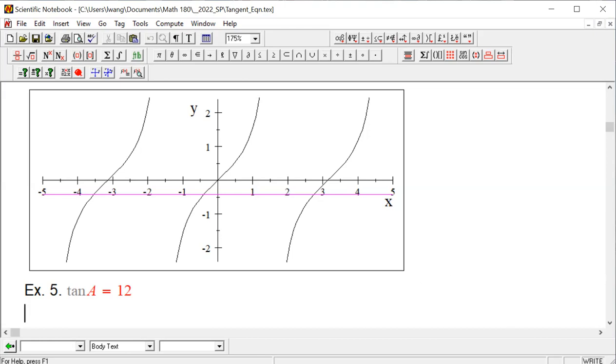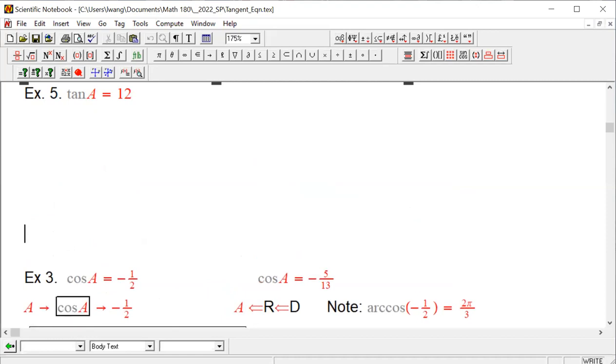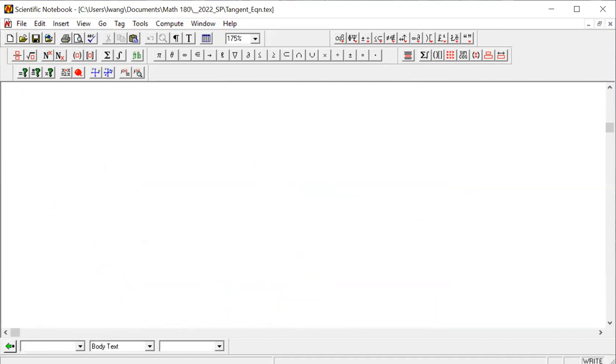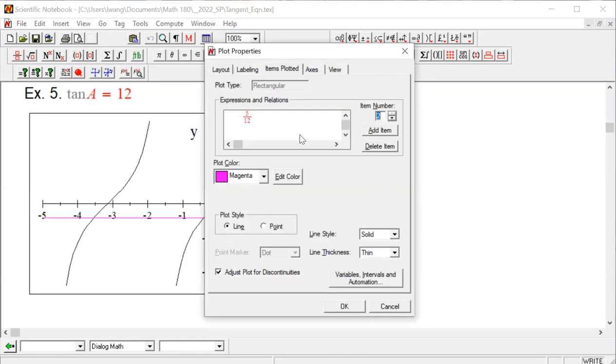Can you say there's no solution? No, there's a solution. Why? Because the range of tangent is from negative infinity to positive infinity. As a matter of fact, I'm going to go straight to show you the third method. I'm going to draw the horizontal line 12.